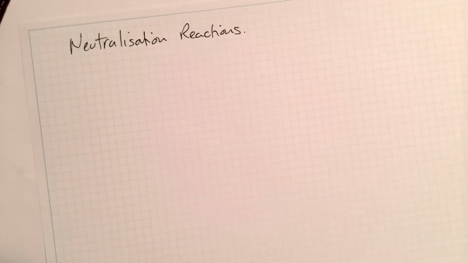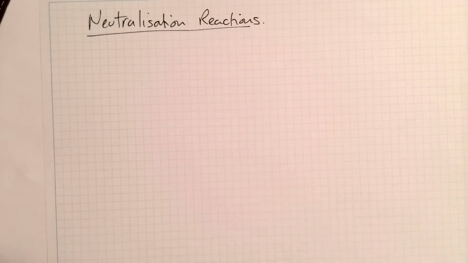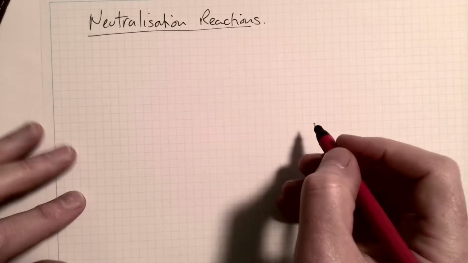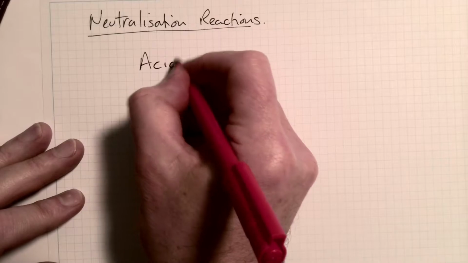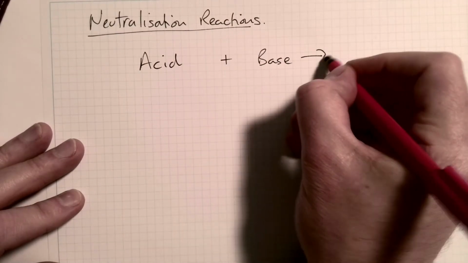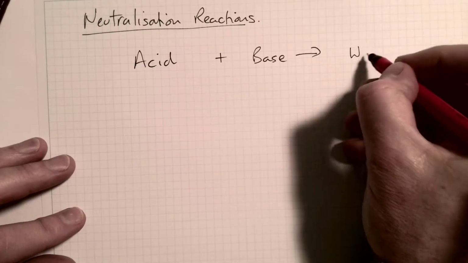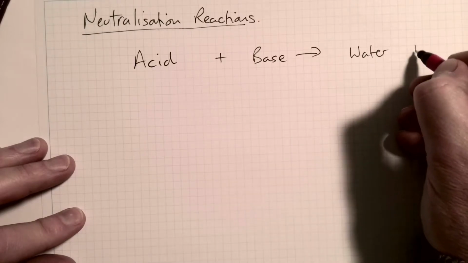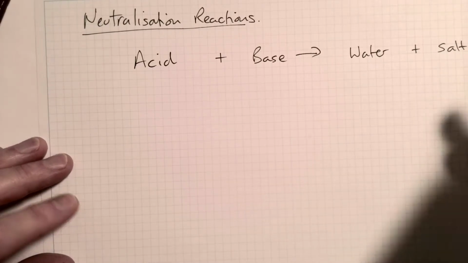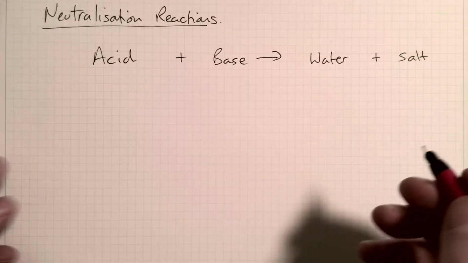So let's just write all that down on the board and we'll see what it looks like. So over here we have neutralization reactions, and we're going to write the general formula in words because all neutralization reactions are the same. You take an acid, you add a base, and you react that, and when they react, they form water and a salt. Okay? Acid plus base form water and salt.